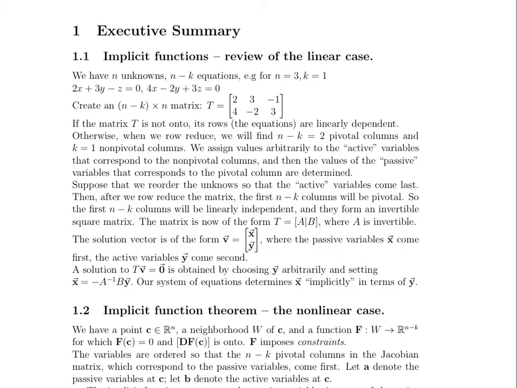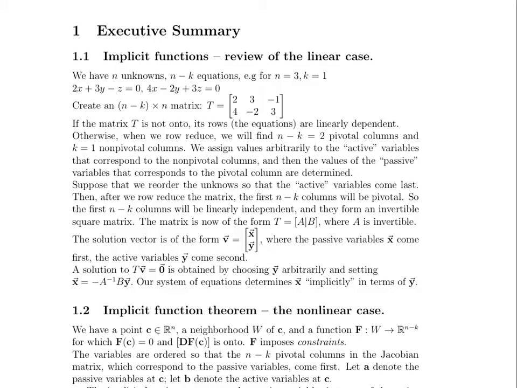Let's start with something simple, where we absolutely could isolate that variable all by itself. That's the linear case. So we have n unknowns, we have n minus k equations. In our particular example, we'll have n equals 3. We have 3 unknowns in here, and k equals 1. So we have 2 equations, right? We have 2x plus 3y minus z equals 0. We have 4x minus 2y plus 3 equals 0. How can we figure out some information about these implicit functions?